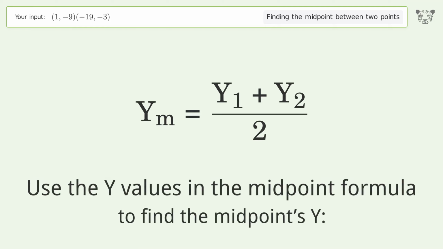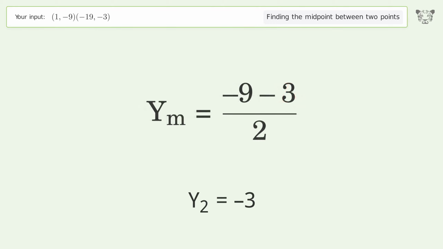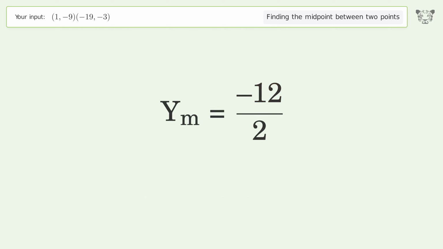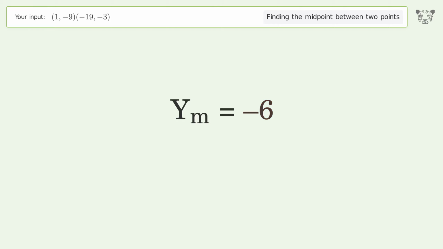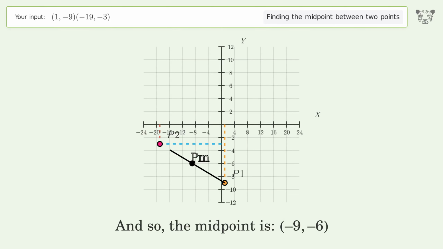Use the y values in the midpoint formula to find the midpoint's y. y1 equals -9. y2 equals -3. Simplify the arithmetic. And so, the midpoint is -9, -6.